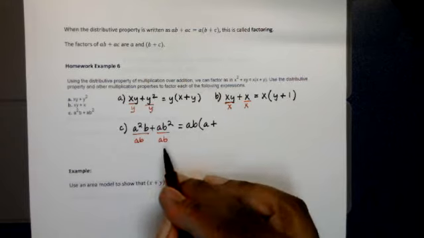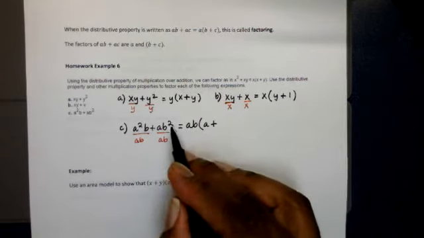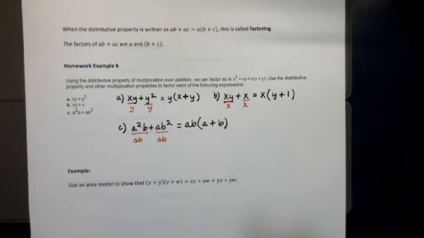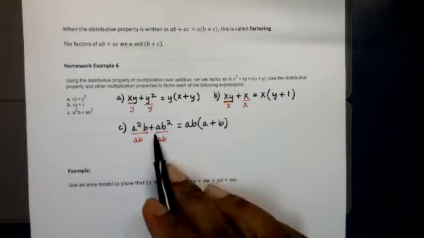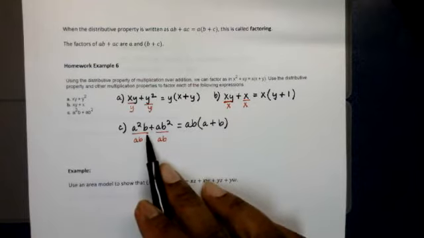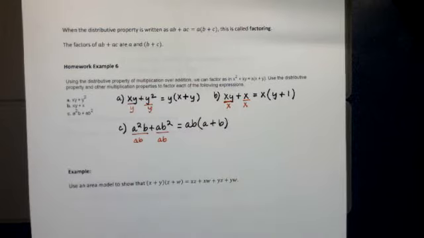Plus ab squared divided by ab. The a's will divide out. b squared divided by b will be b. And we can verify that by just doing the distributive property. You should get this back. ab times a will be a squared b, plus ab times b will be ab squared.